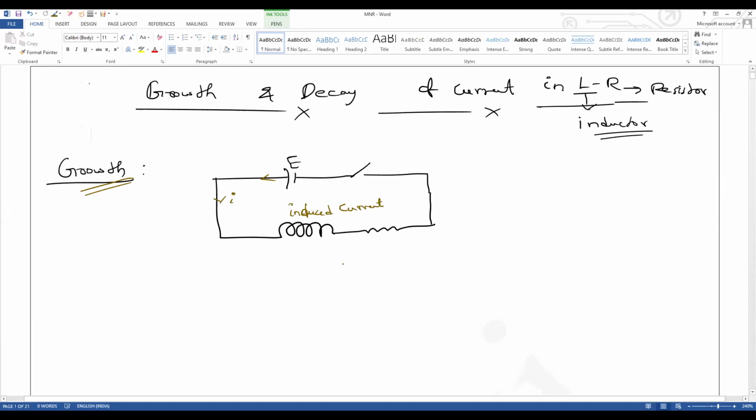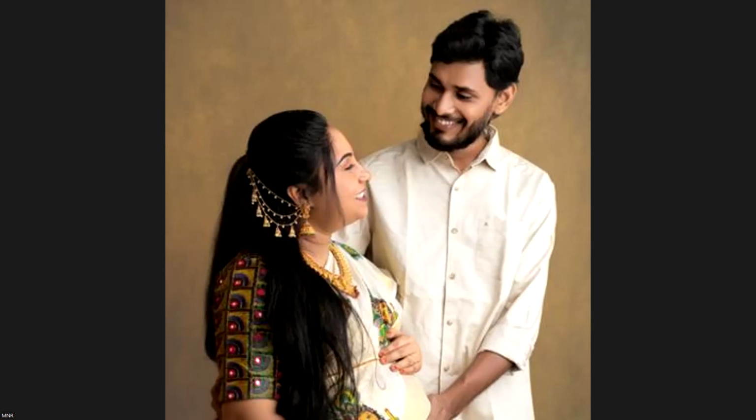Always it will oppose, as per Faraday's law. Yes or no, guys? So when there is a rise in current, the induced EMF will oppose it. It will oppose it. Do you understand? If there is a fall in current, then the induced current will support it. Yes or no? That is what we are studying. It always opposes the change, as I just said. It will oppose when there is a growth in current. When there is a fall in current, it will support it. Yes or no? Please respond.